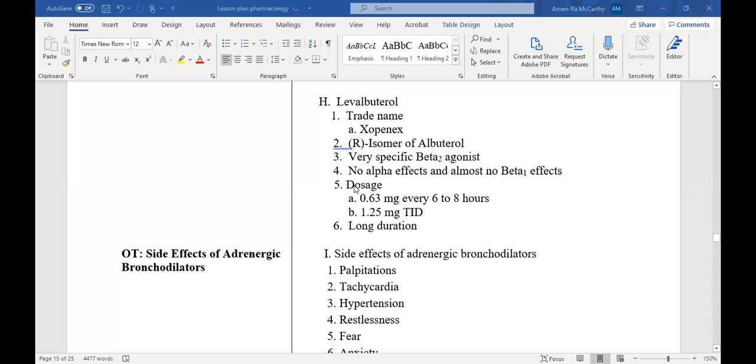Dosage of Xopenex: 0.63 or 1.25. The 1.25, you give that 3 times a day. How many hours is that? If it's just 3 times a day, how many hours is in between each one? 8 hours, no less than 8 hours. If I give the 0.63, I can give that every 6 to 8 hours, right? Good. That's how you're using everything you've learned as we move on. You can't just forget that stuff you've learned.